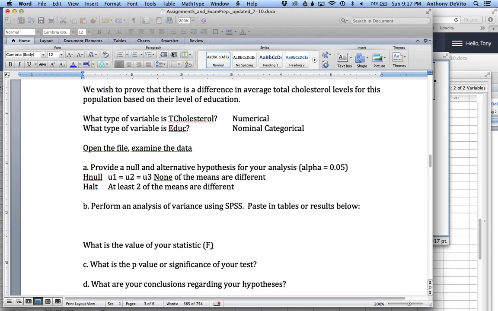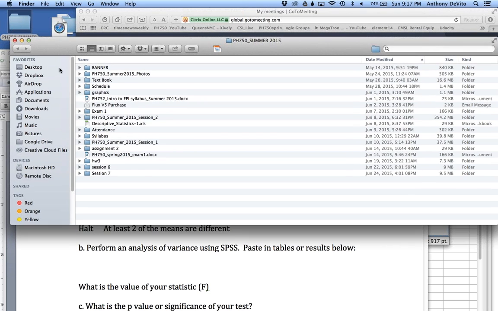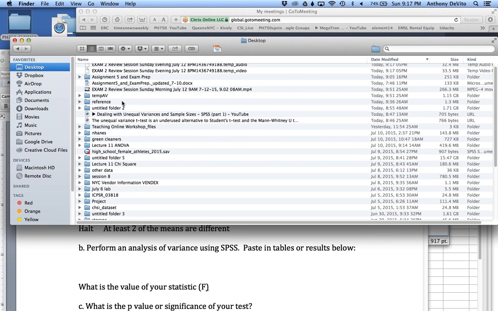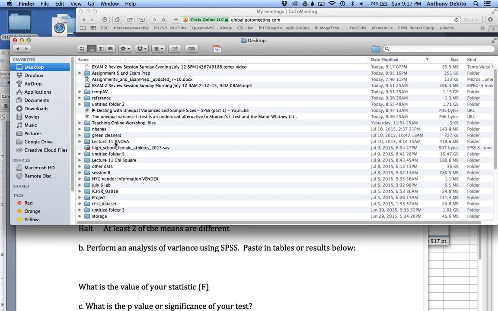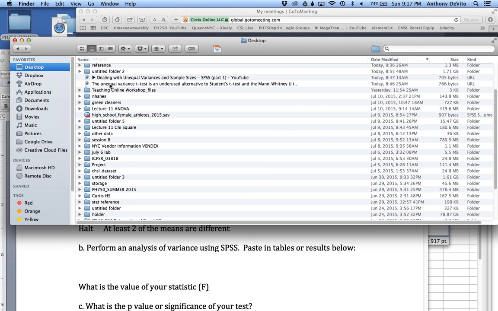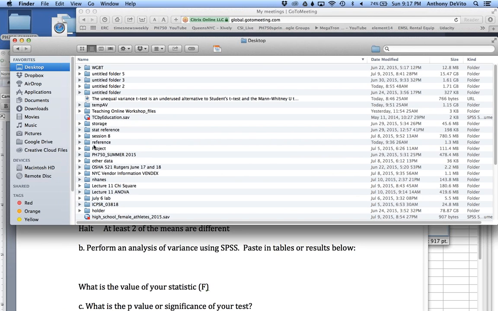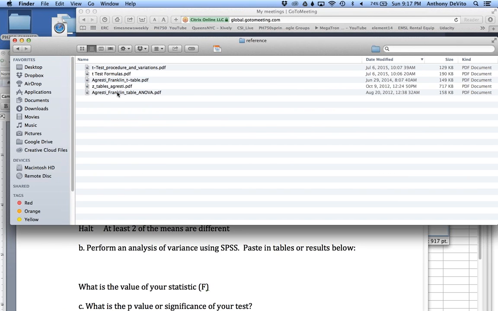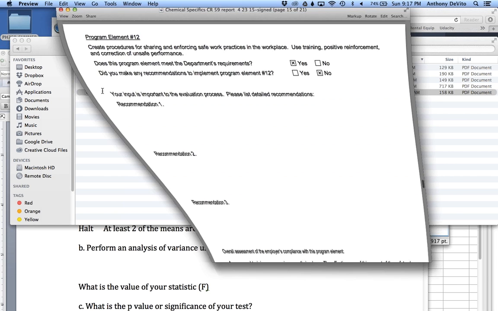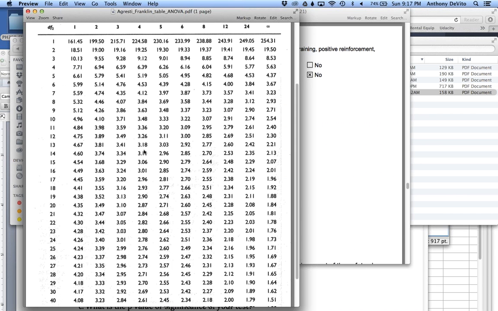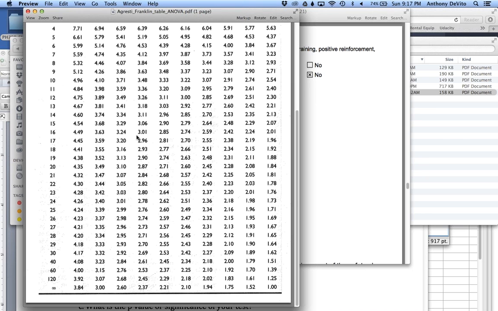So now, if I were to go to my table for analysis of variance and determine the critical value for the F statistic, let's see if I can find that, reference tables. Let me just alphabetize these. Here is our analysis of variance. Now these are on Blackboard. There's a tab for these on Blackboard, so you'll have them whenever you need to look them up.